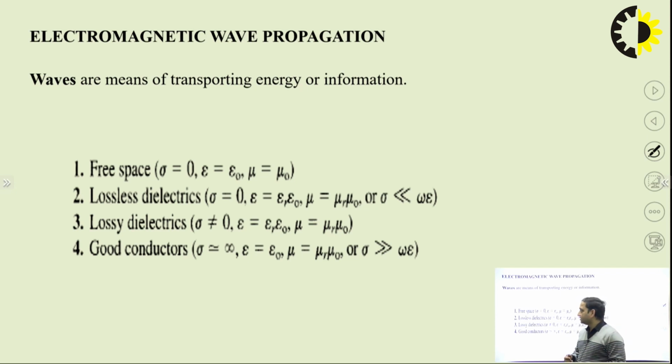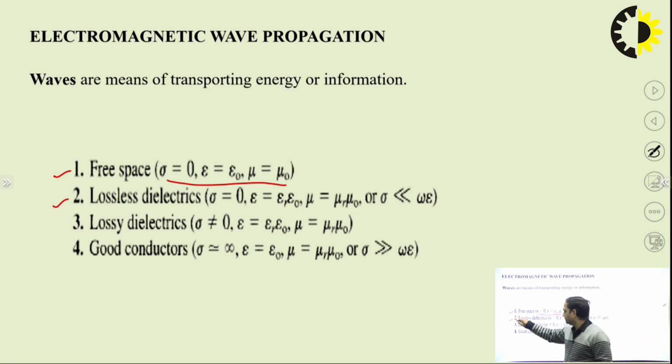Before that, we need the definition of waves. Waves transport energy or information from one point to another point, and wave propagation occurs in different mediums. The first medium we will discuss is free space, defined by sigma equals 0, epsilon equals epsilon naught, and mu equals mu naught. These are the three parameters: conductivity, permittivity, and permeability.